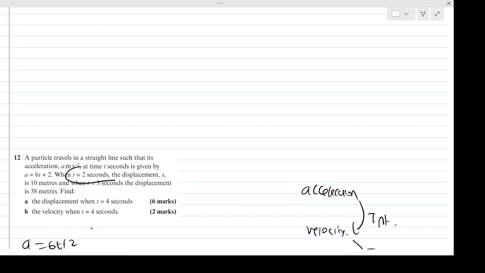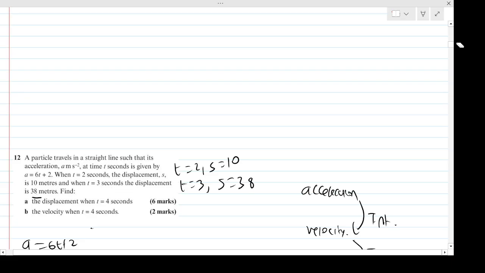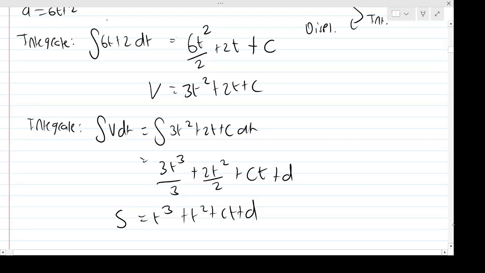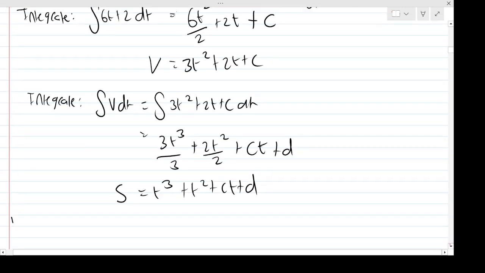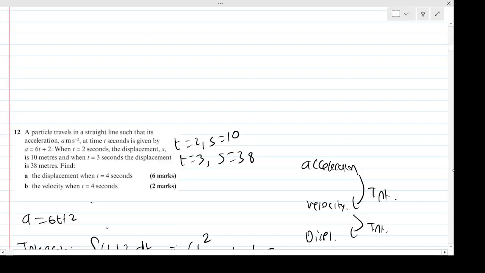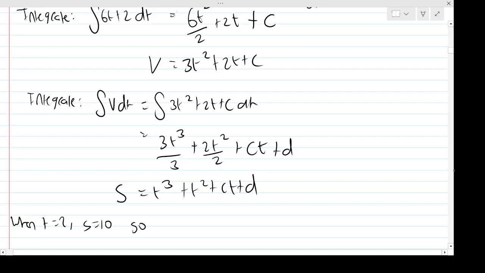So here we're told when t is 2 seconds, the displacement is 10. So if I convert that, t is 2, s is 10. Likewise, when t is 3, we're told the displacement is 38. So actually, we've got two different bits of data here to use. So firstly, when t is 2, s is 10, that's what we were given. So if we sub that in, s is 10, it's going to equal 2 cubed, add 2 squared, add 2c, add d.